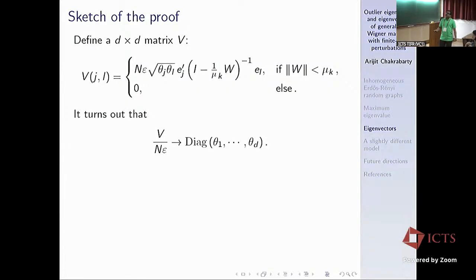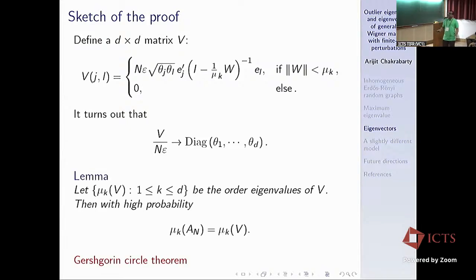Now, V is essentially a diagonal matrix up to order n epsilon. If you divide V by n epsilon, it goes to diagonal theta 1, theta 2, ..., theta D. All other off-diagonal entries are of a much smaller order. The lemma that actually came to our rescue is: if you look at the eigenvalues of V, then with very high probability, they are the same as the corresponding eigenvalues of A_N.